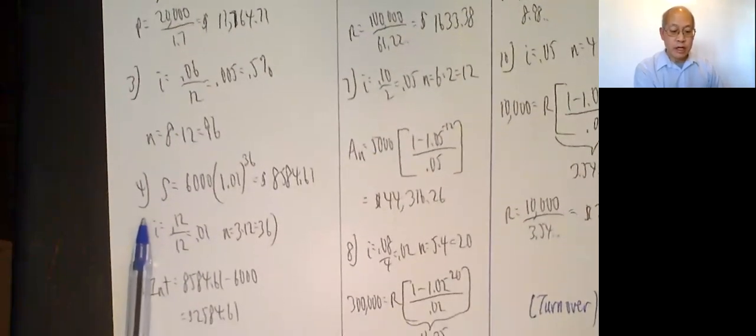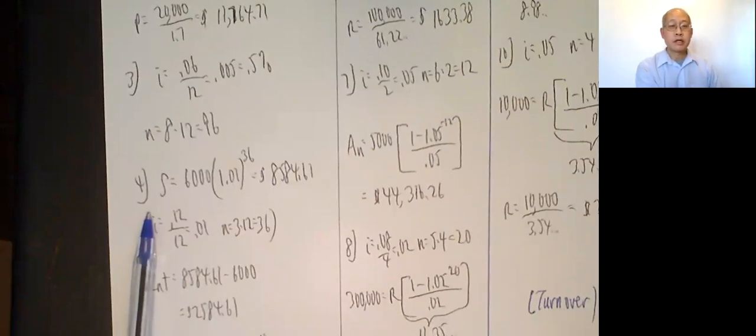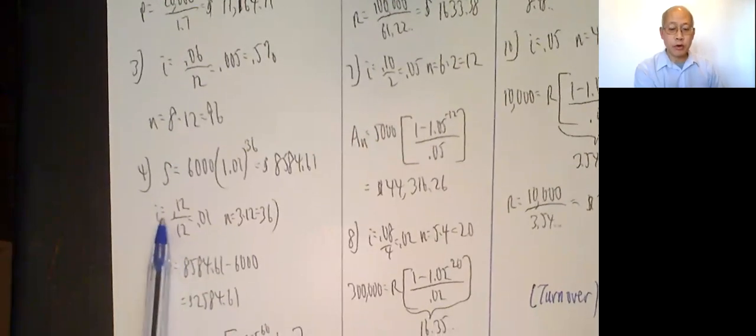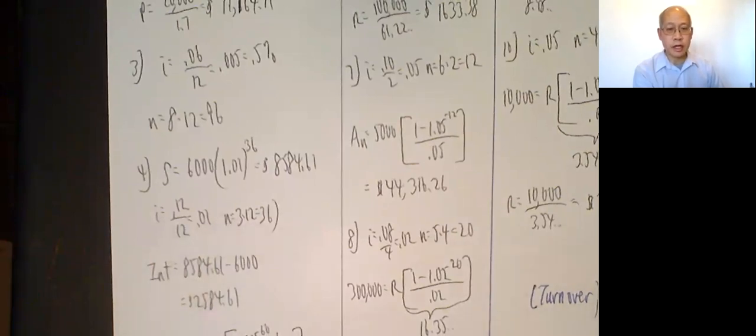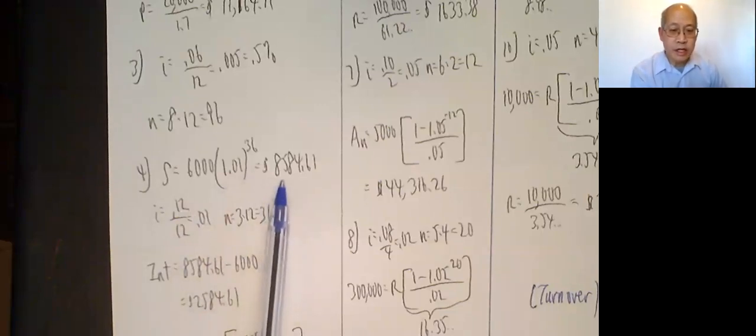Number 4, give the interest if $6,000 is invested for 3 years at 12% compounded monthly. Monthly, again, means to divide by 12, so 0.12 divided by 12 is 0.01. And N is 3 times 12, which is 36. So S is 6,000 times 1.01 raised to the 36th power, which is 8584.61.